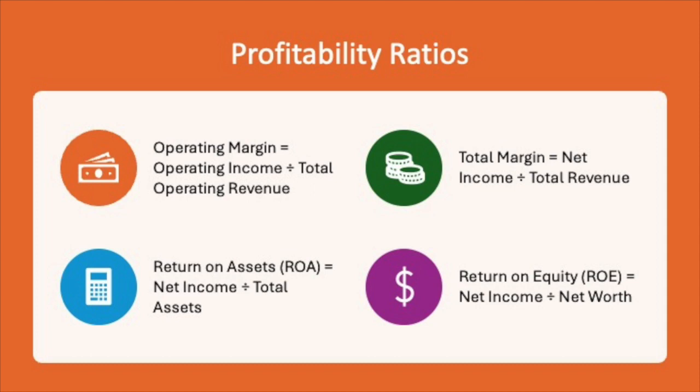Total margin, on the other hand, measures the proportion of total revenue that remains as net income. The formula for that is net income divided by total revenue. ROA measures how efficiently your organization uses its assets to generate profits. The formula is net income divided by total assets. And finally, ROE measures the return generated on the owner's investment in the organization. The formula for that is net income divided by net worth.